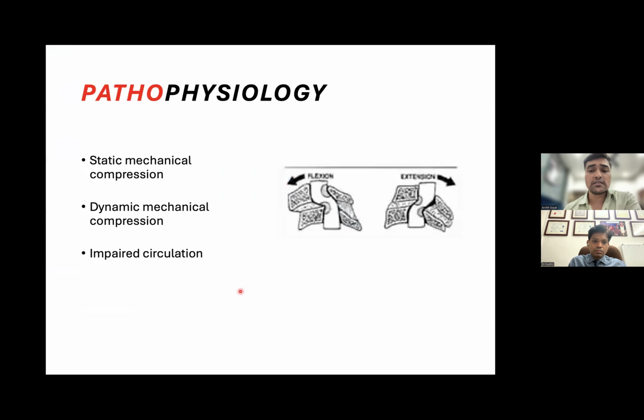Coming to the pathophysiology of cervical radiculopathy, it can result from static compression, it can result from dynamic compression, and it can result from impaired circulation resulting in ischemic changes.